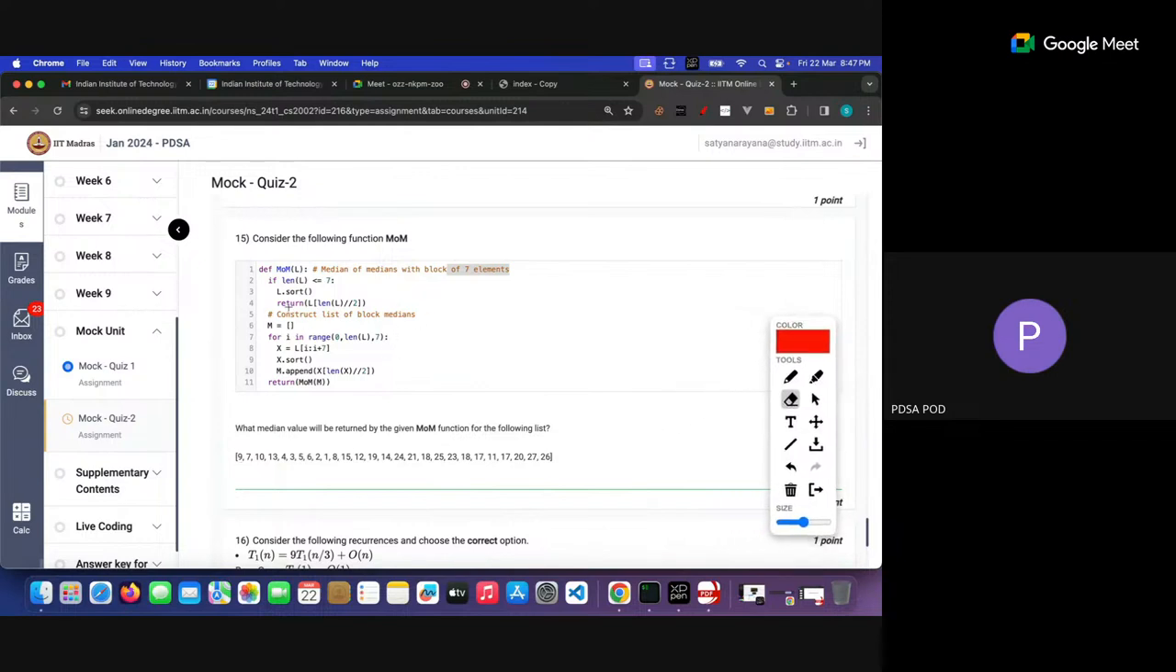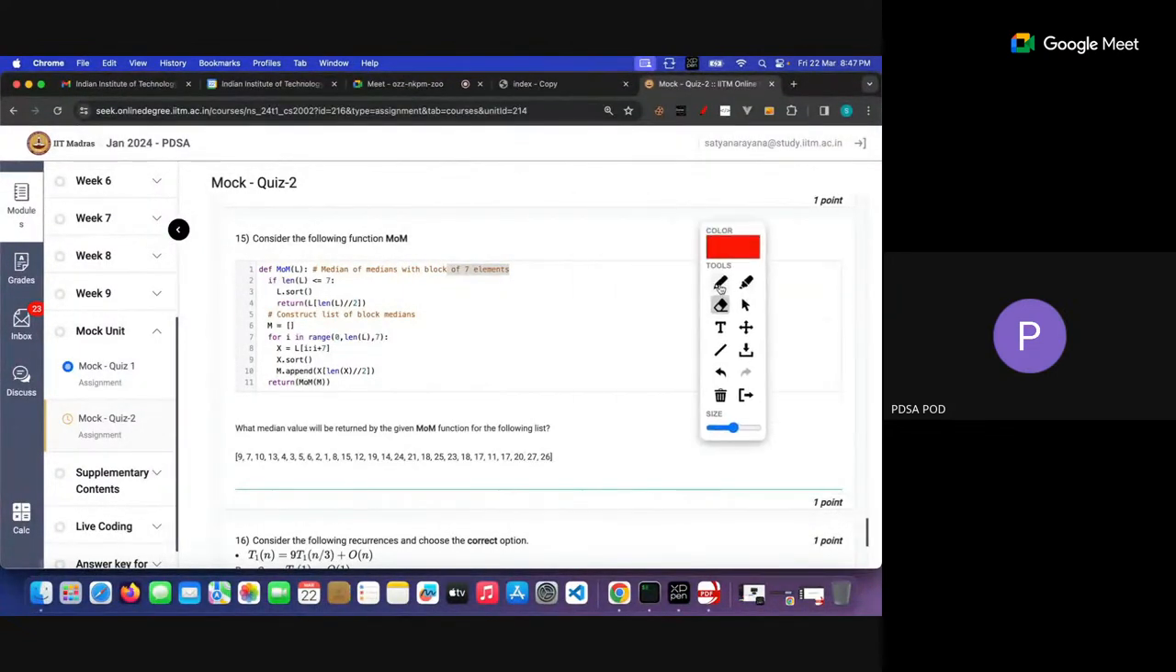Basically, it takes this particular list of elements. If the list of elements is 7, we sort them. Otherwise we continue, which means again we try to make blocks. Is the first block more than 7 elements? No. What we do is we sort those 7 elements first. So if you sort the first 7 elements into sorted order, we get the first set of 7 elements.